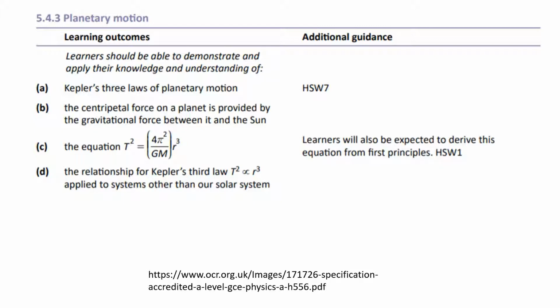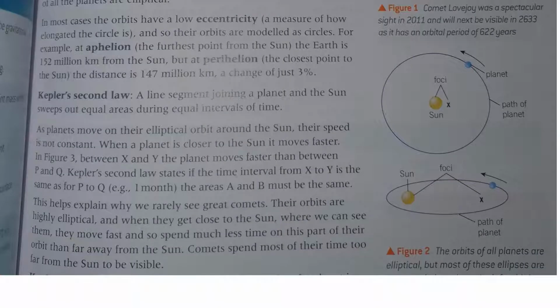Let's have a look at the learning outcomes. So for planetary motion, learners should be able to demonstrate and apply their knowledge and understanding of Kepler's three laws of planetary motion. The centripetal force on a planet is provided by the gravitational force between it and the sun. The equation T squared equals 4 pi squared divided by GM times r cubed. And the relationship for Kepler's third law, T squared is proportional to r cubed, applied to systems other than our solar system. Right, let's just have a look at what's in the book.